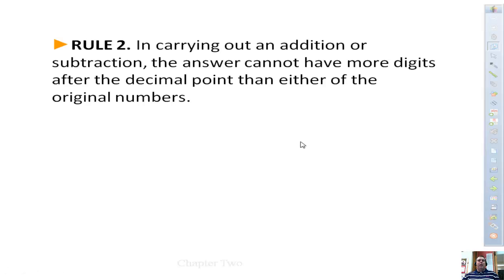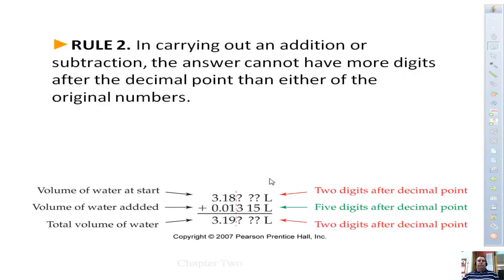When you add or subtract, the answer cannot have more digits after the decimal point than either of the original numbers. What I'm saying there is use your last complete column. So when I look at this number, the number's 3.18. Notice this is in the hundredths position. When I look at this number down here, tenths, hundredths, thousandths, 10,000ths, 100,000ths, my final answer has to go to the one that is the least precise or the last complete column.